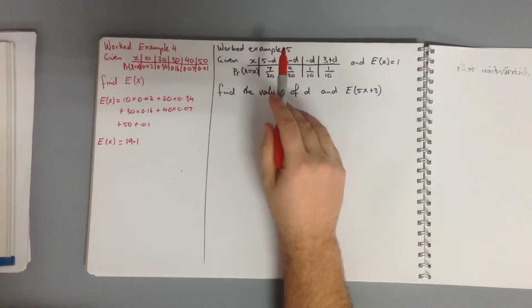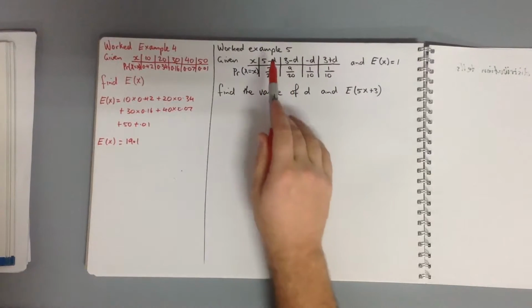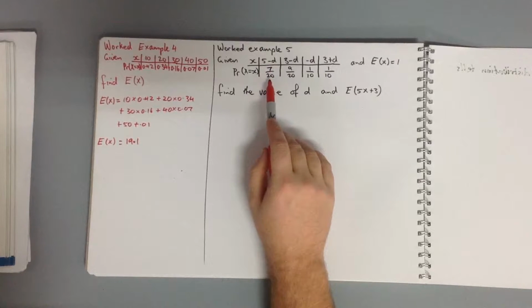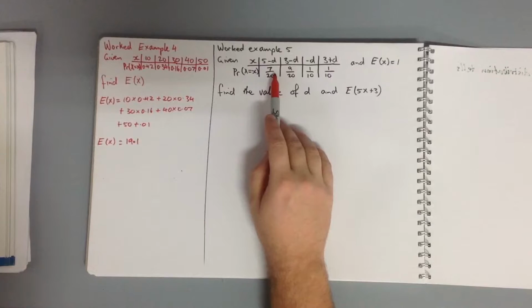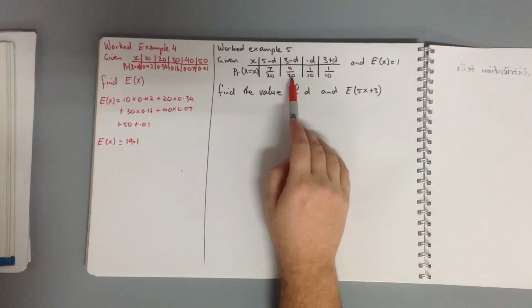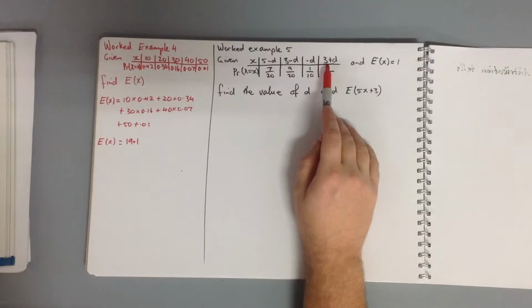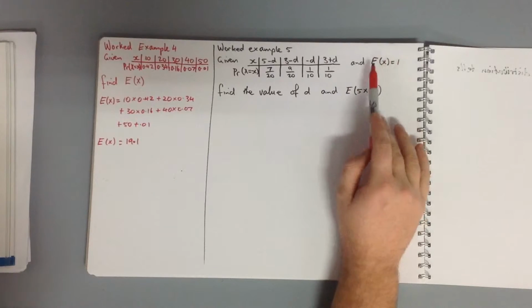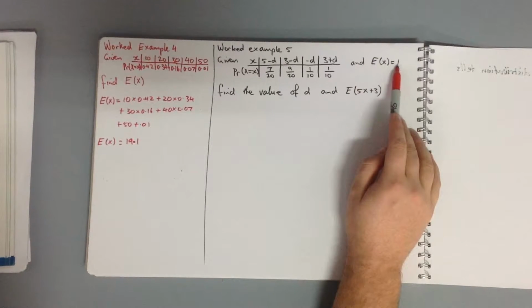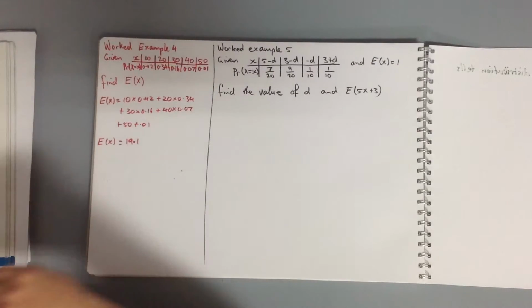Worked example 5. Given this probability distribution table, 5 minus d has a probability of 7 on 20, 3 minus d has a probability of 9 on 20, minus d has a probability of 1 on 10, and 3 plus d has a probability of 1 on 10, and we know our expected value is equal to 1. We need to find the value of d and the expected value of 5x plus 3.